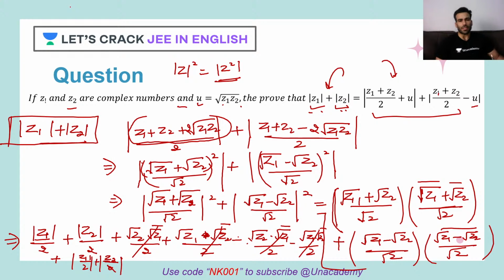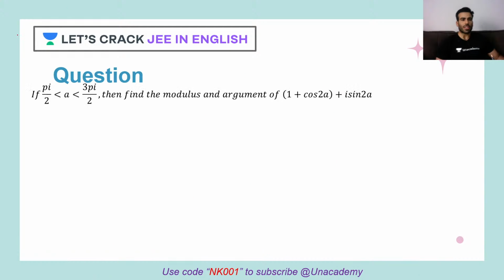I hope you guys must have solved this question. Now let's solve this question. Now here A is an angle and it is between pi by 2 to 3 pi by 2. So basically second and third quadrant. So A is between second and third quadrant. Then you have to find the modulus and argument of this. So check. So sine of 2 alpha. Let's wait for a while, then we'll talk.